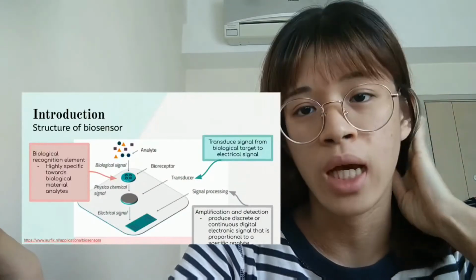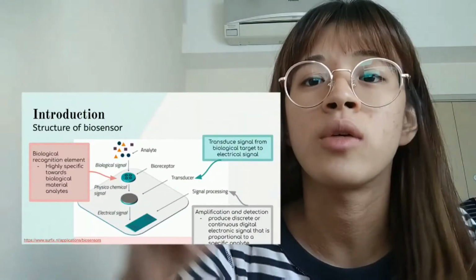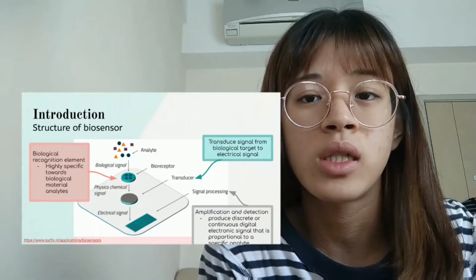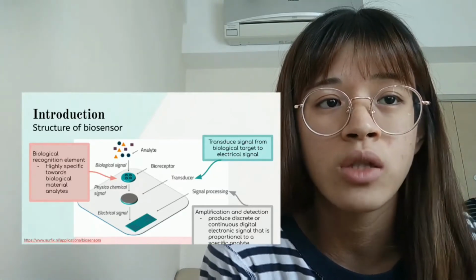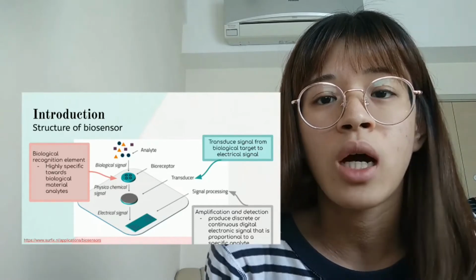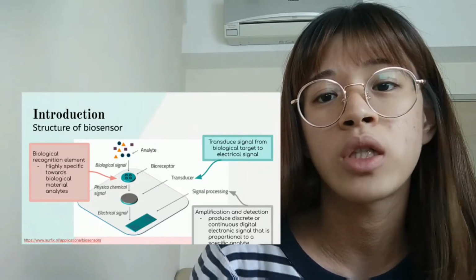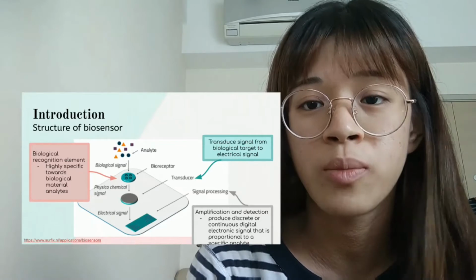Our group will be presenting on glucose biosensors, and so I'll begin with the introduction of biosensors. As you can see from the slides, this is the structure of the biosensors. The biosensor has three main components, the first being the biological recognition element. These elements are highly specific towards the biological material that we are going to test.